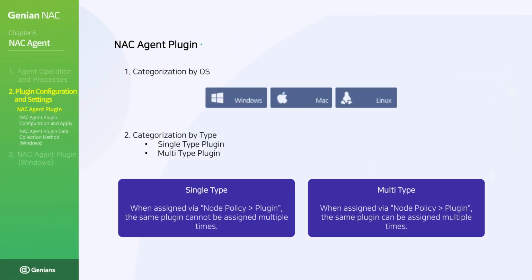NAC Agent plugins are broadly categorized into two types. The first categorization is based on the OS, with plugins classified for Windows, Mac, and Linux environments. The second categorization is based on the type. Single-type plugins: actions created with the same plugin cannot be assigned multiple times. Multi-type plugins: actions created with the same plugin can be assigned multiple times.